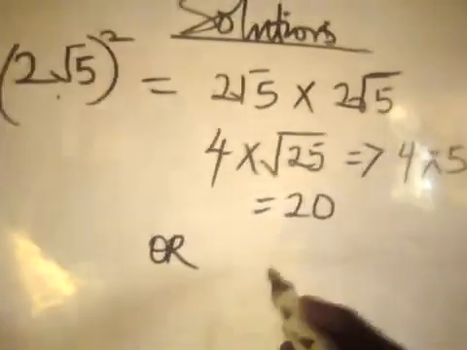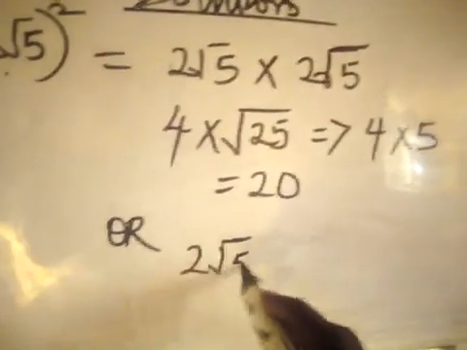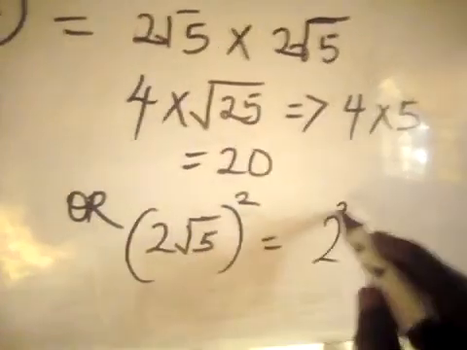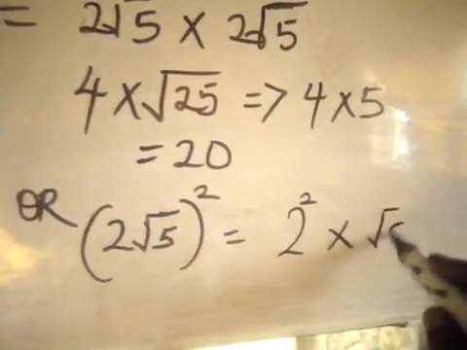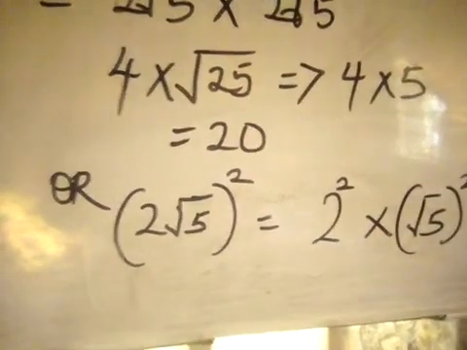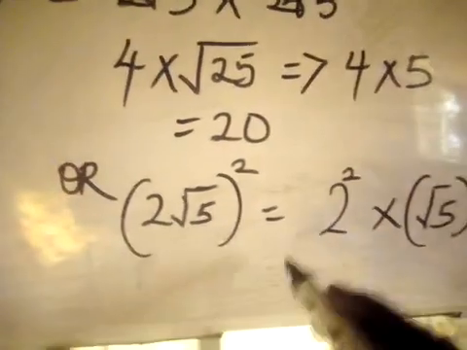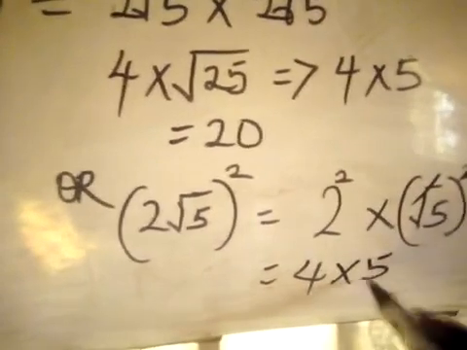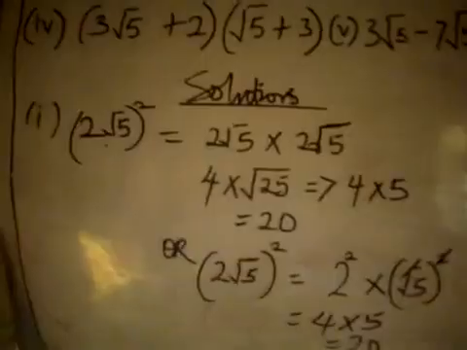Or you can say that 2 root 5 squared can be this times this. Understand? So 2 times 2 will give us 4. This and this, so you are left with 5. Then you have 20. Still the same. Can you see? So it's easy to do.